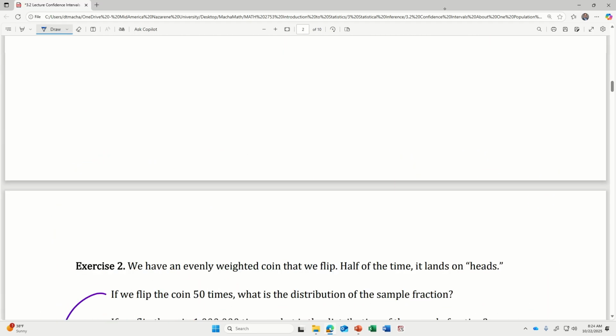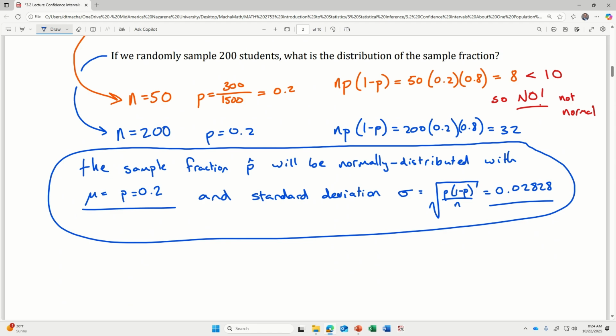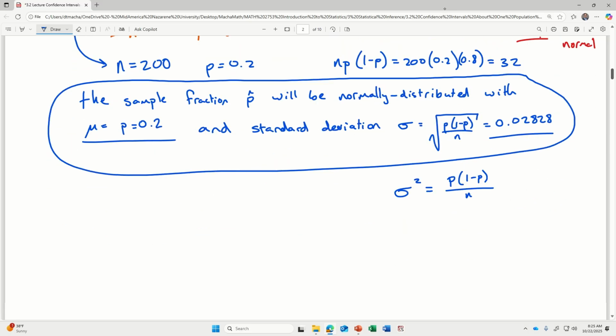Is there a variance to these? Yeah, the variance is always the standard deviation squared. So the variance would just be p times 1 minus p divided by n. Good question. Okay.